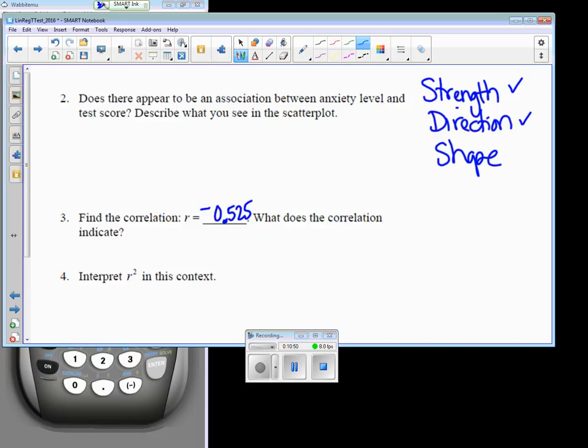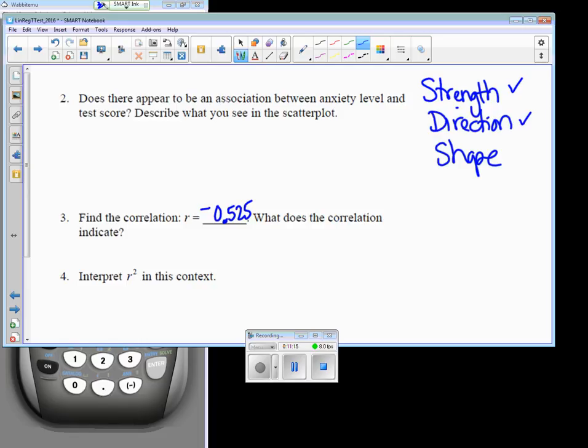Help me out. I would say weak as a strength, wouldn't you? It's definitely not super strong. So I would say weak, negative. Well, scattered's not a shape. Shape means that it can't be weak scattered because it is pretty scattered. What is it weakly measuring? It's weakly linear. Wouldn't you agree? So that's what I want you to say.